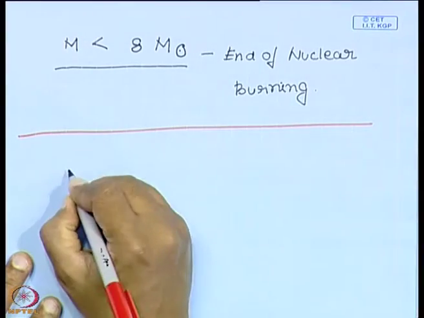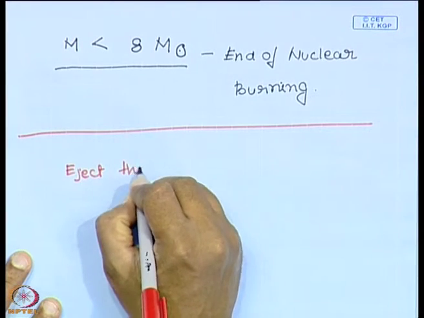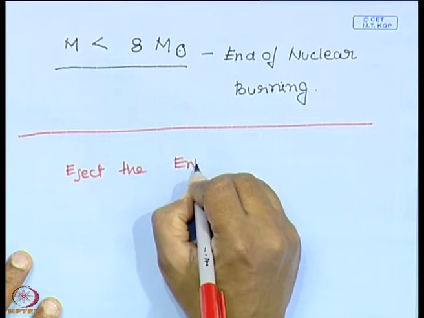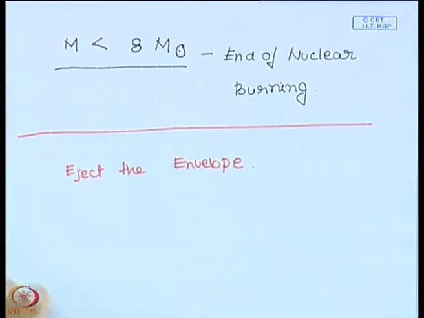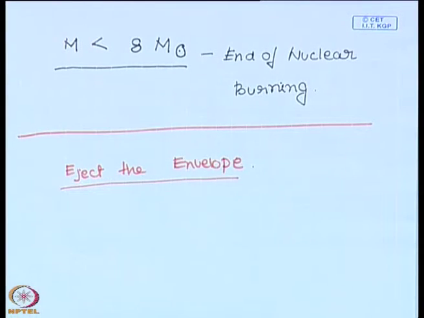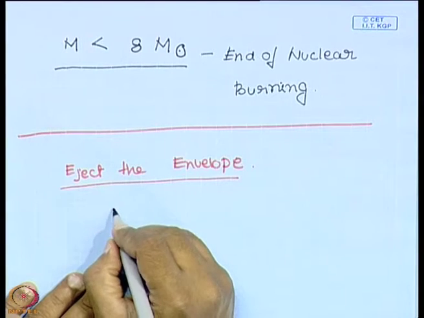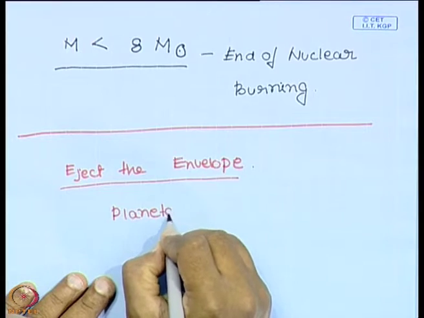And then the energy from the interior, from the core, is adequate to eject the envelope. So, the core keeps on collapsing, becomes smaller and smaller, and it ejects the envelope, forming what is called a planetary nebula. These are very beautiful objects seen on the sky.